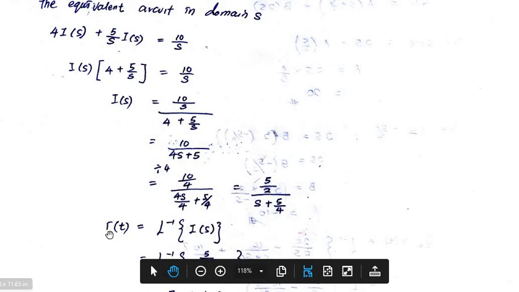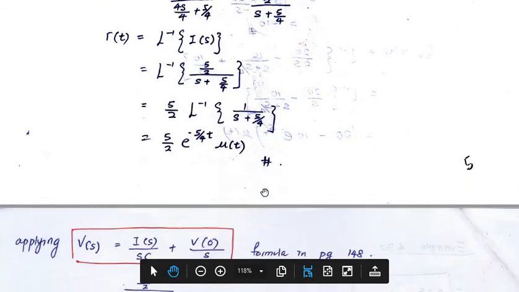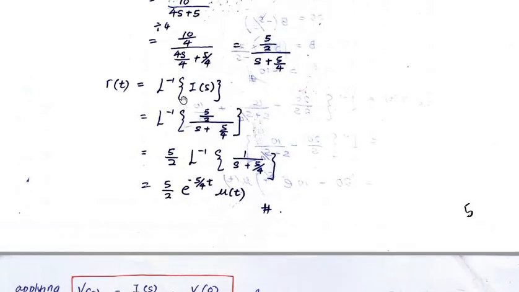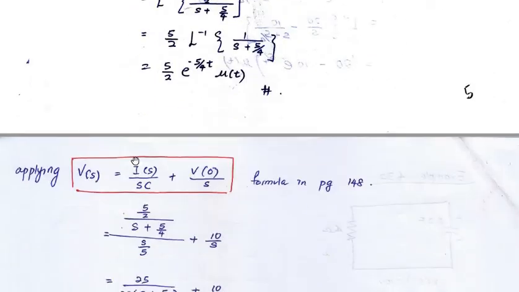So you get the inverse Laplace transform of Is. You take out the 5 over 2 because that is the constant only. You check it from the Laplace transform table, you get exponent negative 5 over 4 t u(t). Once you get Is, you transform it to i(t). This one again is from page 148.